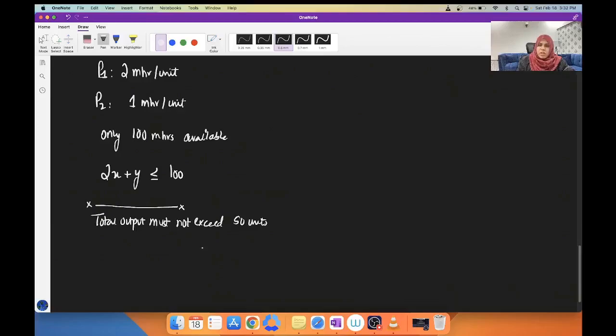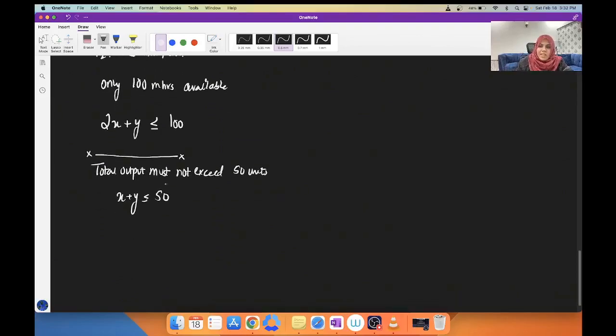Let's say total output must not exceed 50 units. Now what becomes your constraint over here? The demand or the output becomes your constraint. So how are you going to answer back? x plus y is less than or equal to 50. Why x plus y? Because there are only two products. So whatever the amount of x you're producing and whatever the amount of y you're producing, adding them together should at maximum make 50 units for you as your company. It should not make more than 50 units, which is why less than or equal to 50 units.